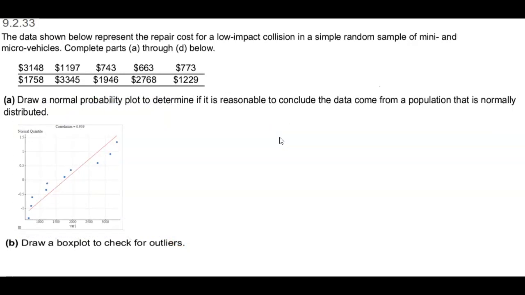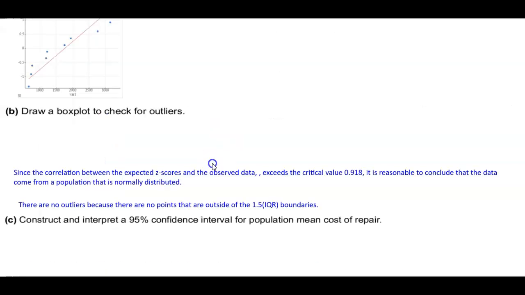Okay, so what we want to do is compare the correlation coefficient, and we want to see if that is going to be greater than the critical value. Okay, so we know that R is 0.959, and for the critical value, we need to look at our chart where n is equal to, in this case, 1, 2, 3, 4, 5, 6, 7, 8, 9, 10 values. So n is equal to 10.